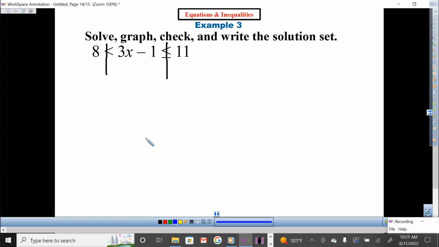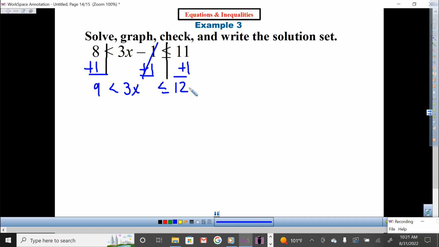All right, so I'm going to start with blue. Can I simplify the left side? No. How about the middle? No. How about the right side? No. Therefore, to start solving for x, or leave x by itself, what do I do here? Everyone, add 1. So whatever we do here, we do to all sides. Add 1, add 1, add 1. This is 9 less than 3x. This cancels, and less than or equal to 12.